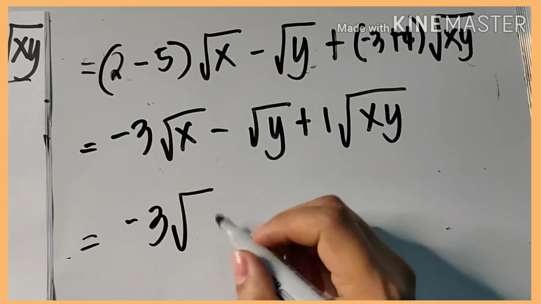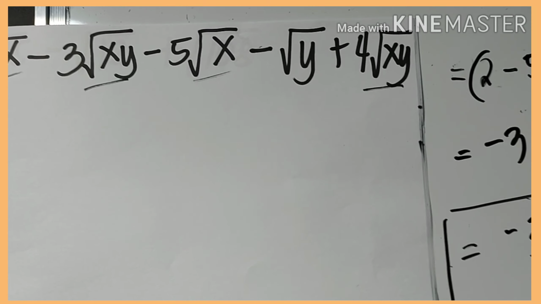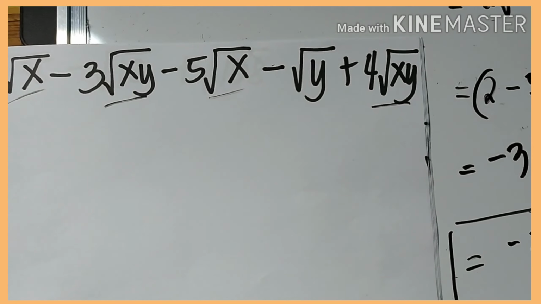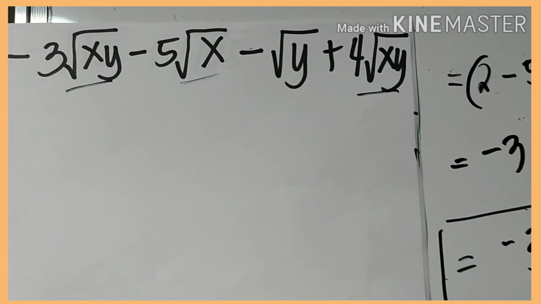So do we still have like terms? We don't have any like terms. Then this is your final answer for the expression 2 square root of x minus 3 square root of xy minus 5 square root of x minus square root of y plus 4 square root of xy. So that's how we're going to solve that one. Let's go to another example.